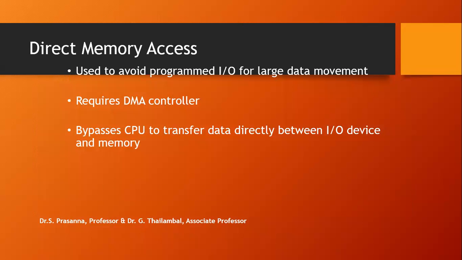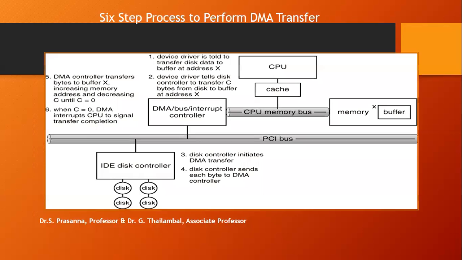Direct memory access. This direct memory access is one of the ways of communicating with I/O devices. It is used to avoid programmed I/O for large data movement and requires a DMA controller. If you want to have direct memory access, you need a DMA controller. It bypasses the CPU to transfer data directly between the I/O device and memory.